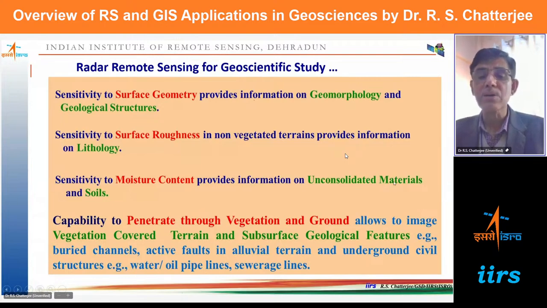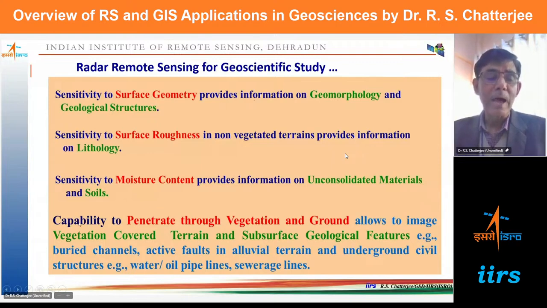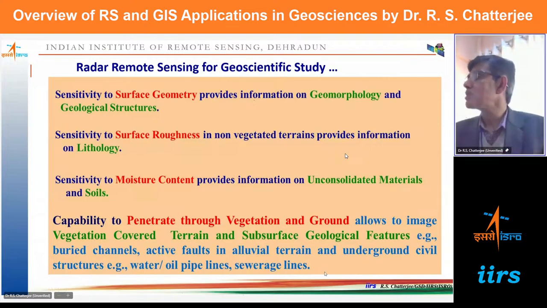So it provides information on unconsolidated material, soil, weathered materials, altered mineral deposits like gossans. And most importantly, it has the capability to penetrate through vegetation and ground. It allows imaging of vegetation-covered terrain and subsurface geological features, for example, buried paleo channels, active faults in the alluvial terrain, and sometimes non-geological features, underground civil structures like water or oil pipelines and sewerage lines. But for that, you need to penetrate a little more.